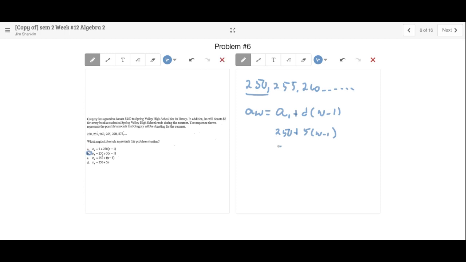So if I multiply through here, let's see if any of the other ones match up. So that would be 245. So no, that wouldn't work. 5n plus 245. So this is the correct one. So it should be letter B for that, because the other ones, if I multiplied it through, wouldn't work.